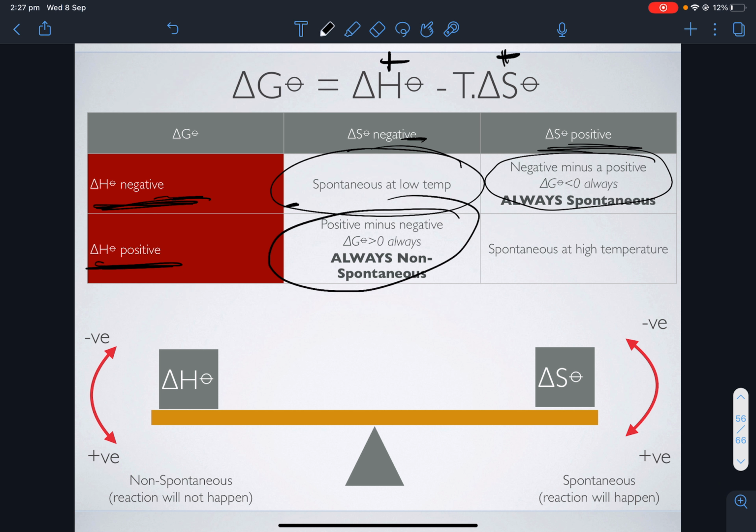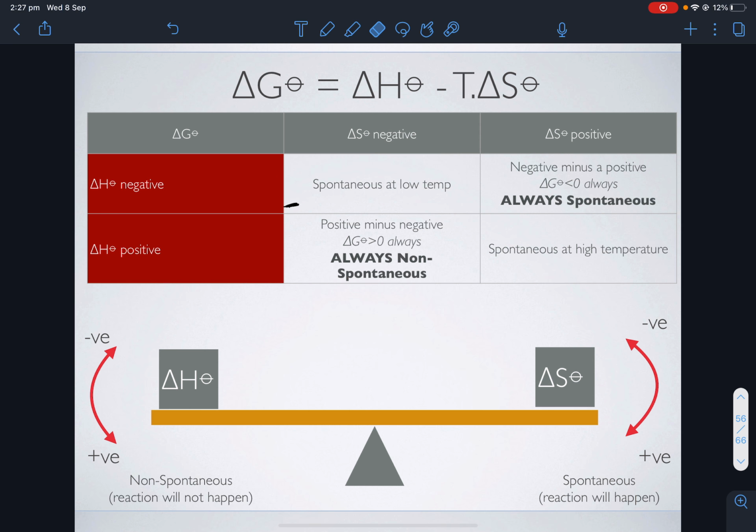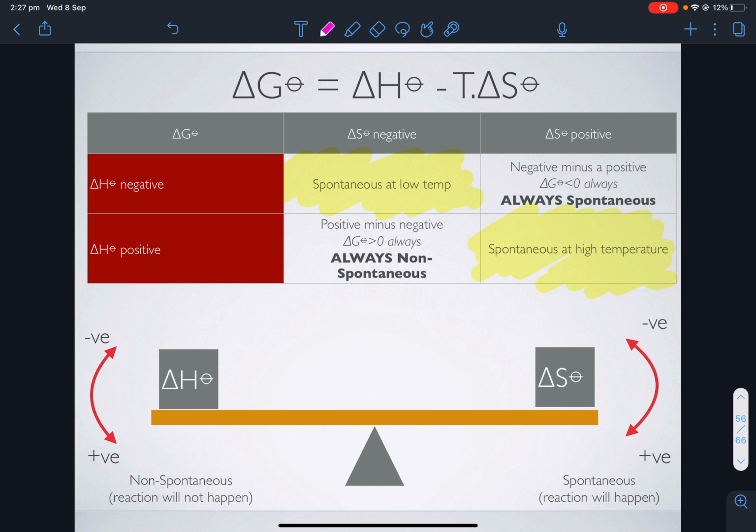So let me just erase this and I'll talk more about the two funny cases where we have to determine it, okay? And we'll relate it back to temperature. So our funny case here and our funny case here are not always something, it depends. Okay, let's talk about it a bit more. Maybe I might change color, pink. Okay, so for my delta H is negative and my delta S is negative.